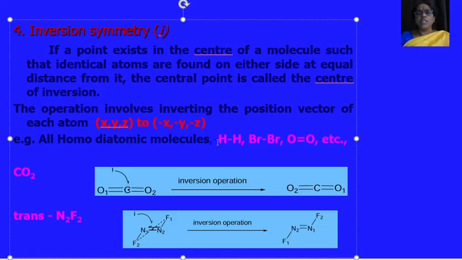All homodiatomic molecules, such as H2 and Br2: if we choose the center point, then at equal distance it meets the identical atoms. Similarly, for a triatomic molecule like carbon dioxide, you choose the center point, and when we invert it, we get the equivalent configuration. Trans N2F2: here, if we choose the center point, at equal distance it meets an identical atom.